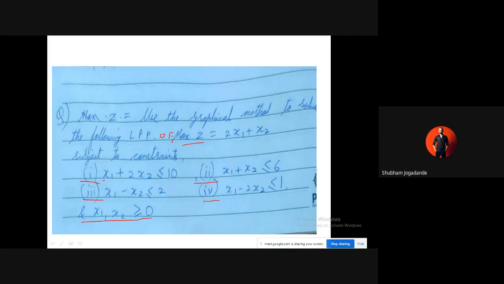Sir, in the fourth equation, we already got less than or equal to 1, sir. Yes, Shivam, please repeat your question. Sir, in the fourth equation, we already get 1, sir. So can we divide the whole equation by 1 once again? Yeah, if you divide by one, the equation remains the same.